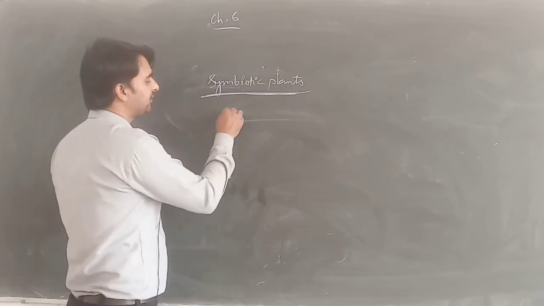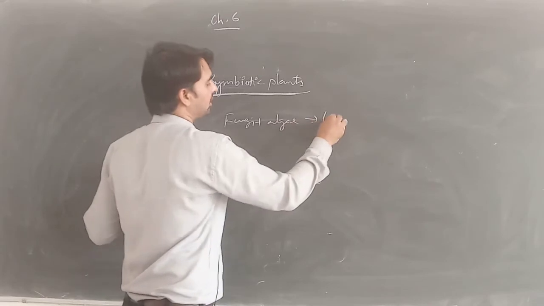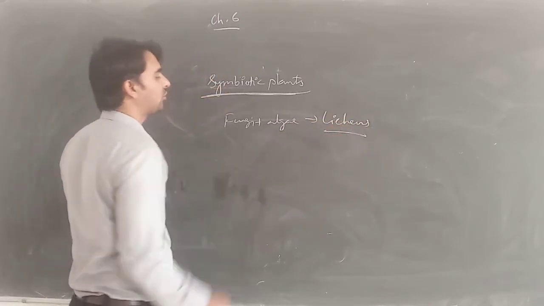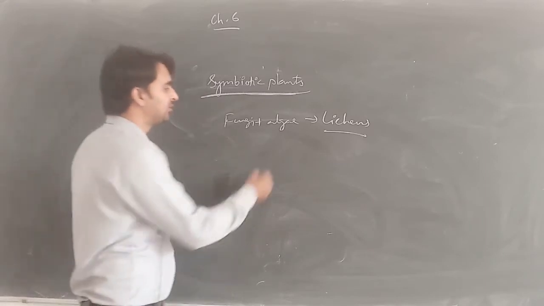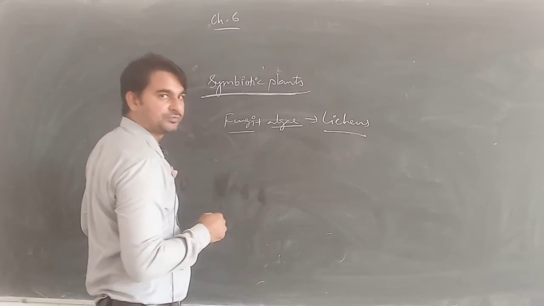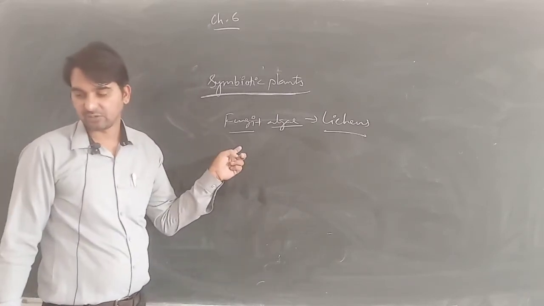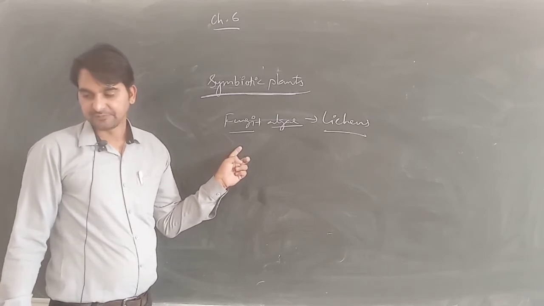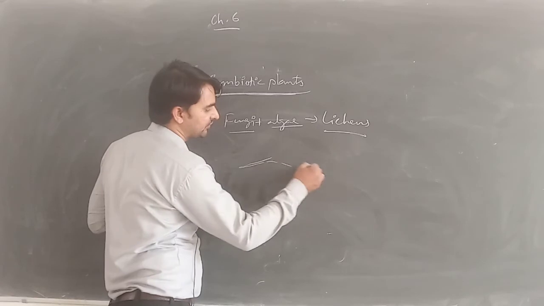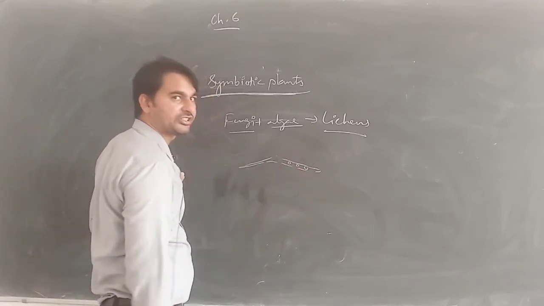An example I can give is fungi plus algae, which we commonly call lichens. So these lichens are combinations of fungi and algae. The algae are taking shelter in the structures of fungi. What I mean to say is that there are filaments in the fungus, root-like structures, and inside these, the algal structures are taking shelter.